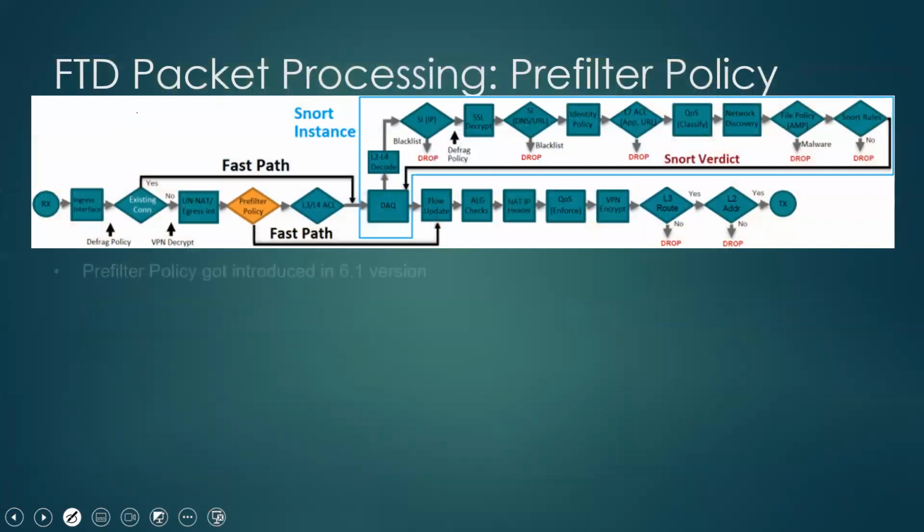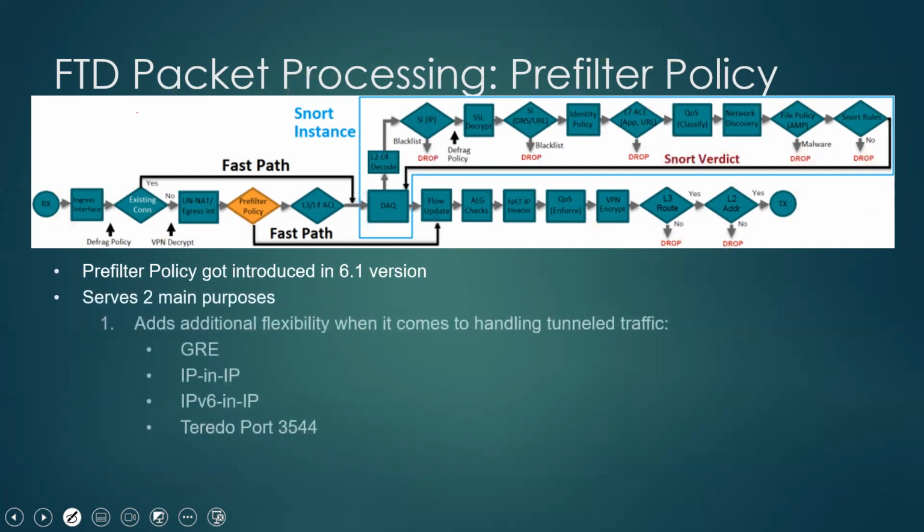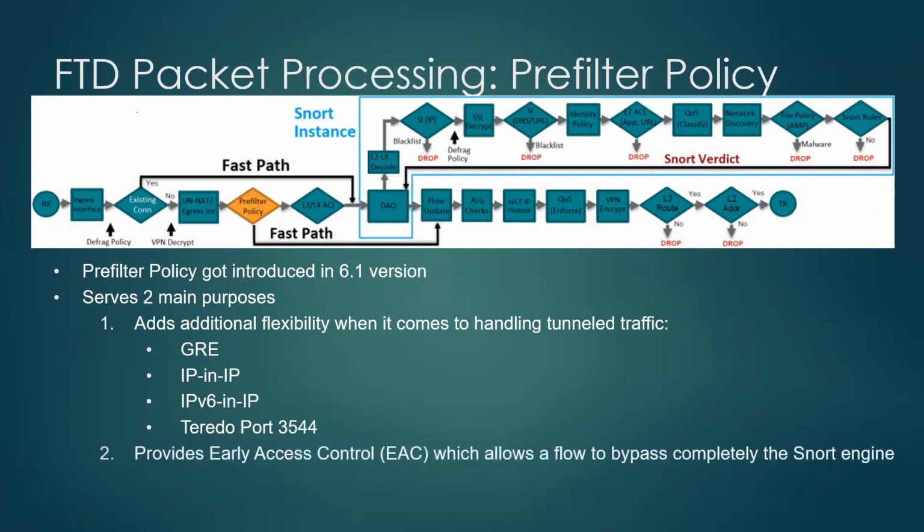So now let's try to understand the pre-filter policy. It was introduced in version 6.1, which is very much the latest. It serves two main purposes, and what type of tunnel? It adds additional flexibility when it comes to handling tunnel traffic like GRE, IP in IP, IPv6 in IP, some sort of tunnel-level translation. Mostly we are going to use GRE. So when you have some sort of tunnel traffic, then the pre-filter policy will come into the picture.